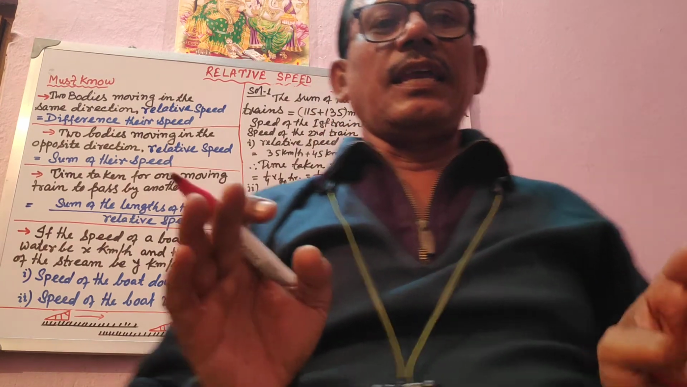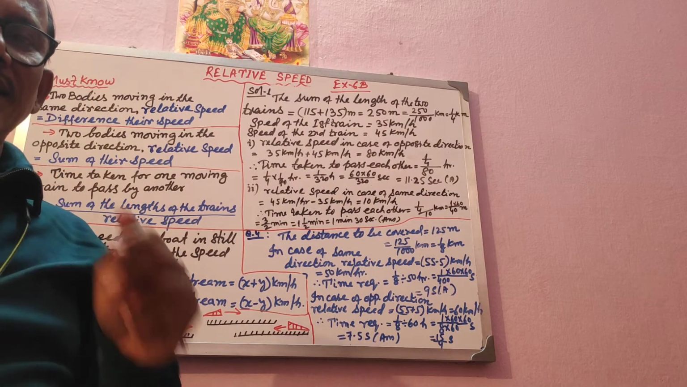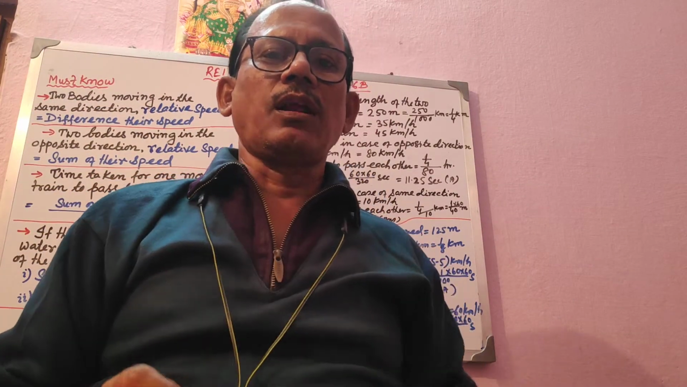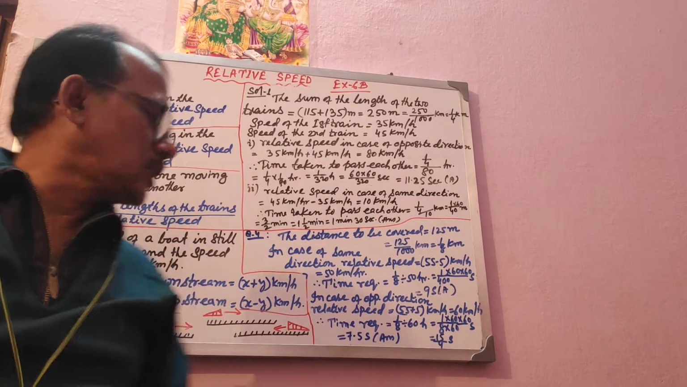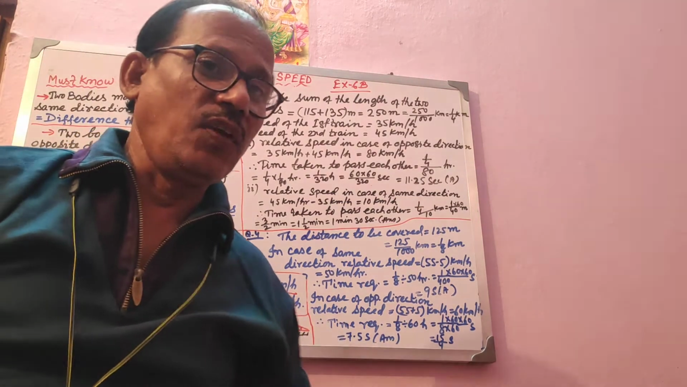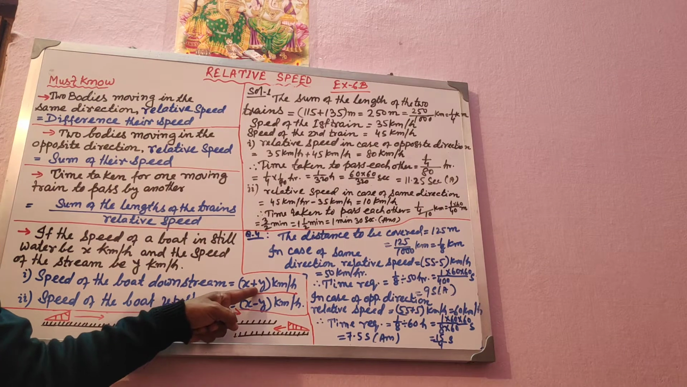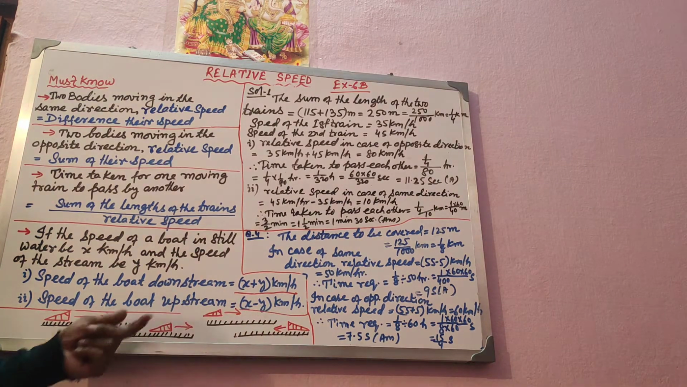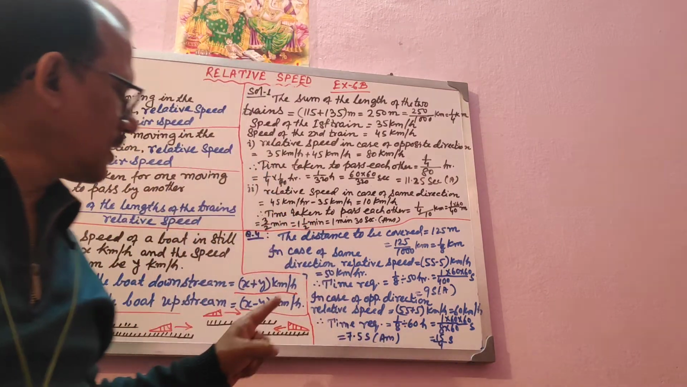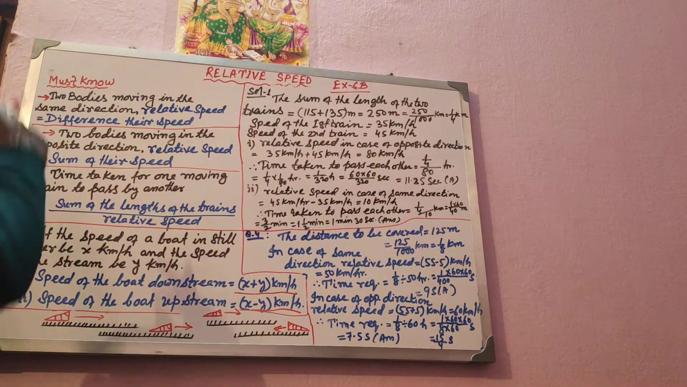So what is the speed? If the speed of the boat in still water is x kilometer per hour, and the speed of the stream is y kilometer per hour, for the downstream, it will be x plus y kilometer per hour. It will be plus, because downstream means you will get the help of the stream as well. So the speed will be added. For the upstream, the speed will be retarded. Therefore, it will be x minus y kilometer per hour. Could you understand? I hope you have understood these few concepts.